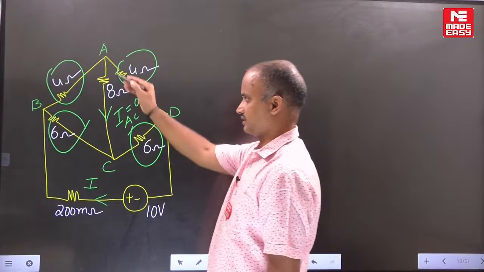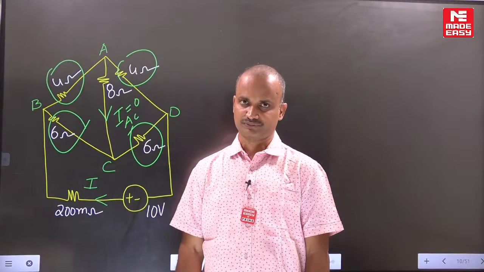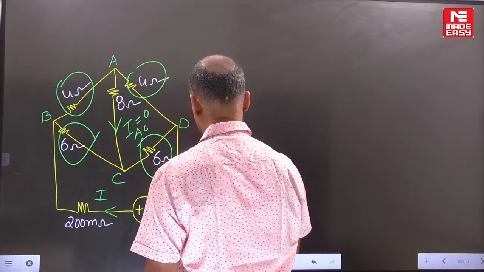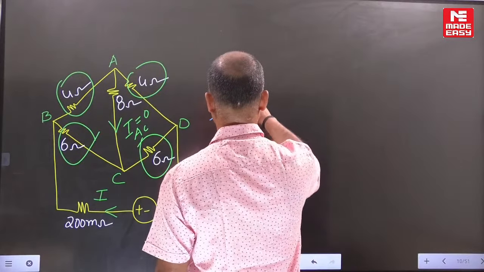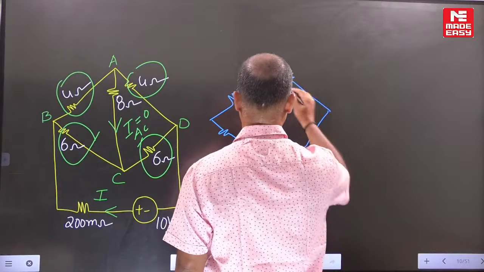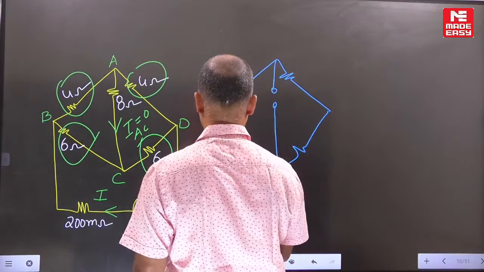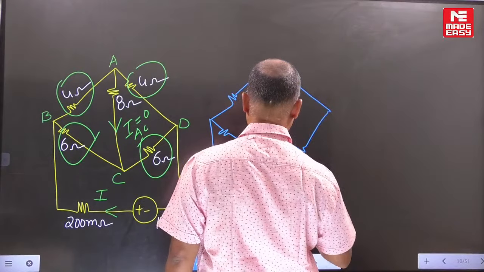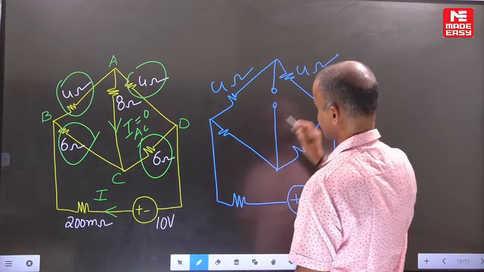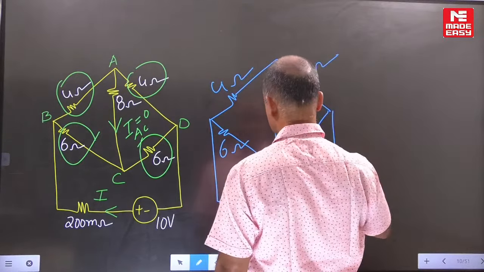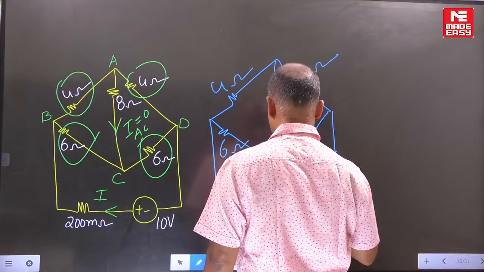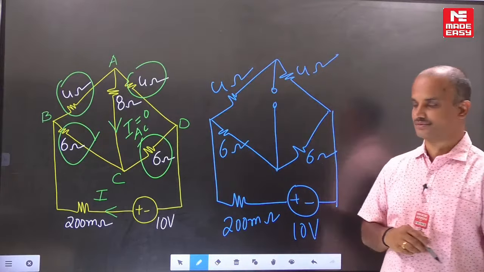One of the easy approaches: current 0 means we can indicate this as an open circuit. We have 4 ohms, 6 and 6, and this one is 200 milliohms. What is the requirement? Power dissipation, corresponding to 200 milliohms.